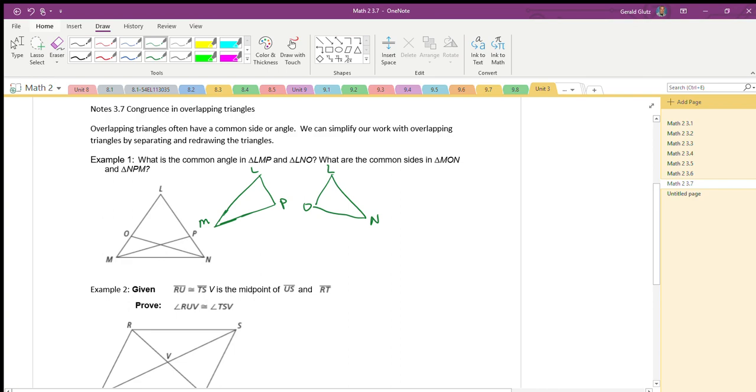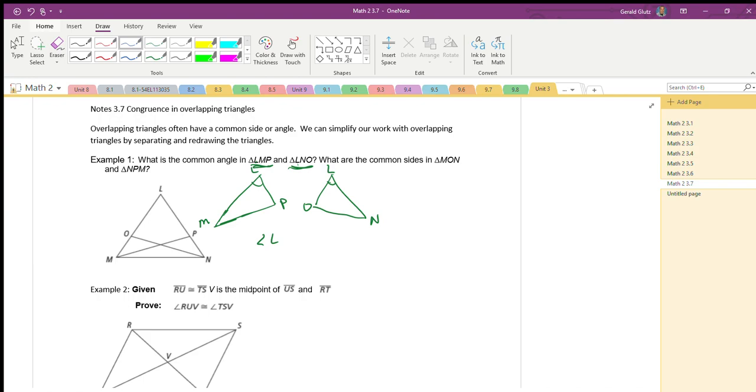So it's asking what's the common angle in LMP and LNO. There's a couple different ways I can do this. I can draw them separately like this and see, well, which angle do both triangles have? Obviously that's L. So L and L are going to be congruent. You can also look at the letters. So if you're looking for the common angle, which is the only letter that they both have in common? So again, it's going to be L. So angle L will be the common angle.